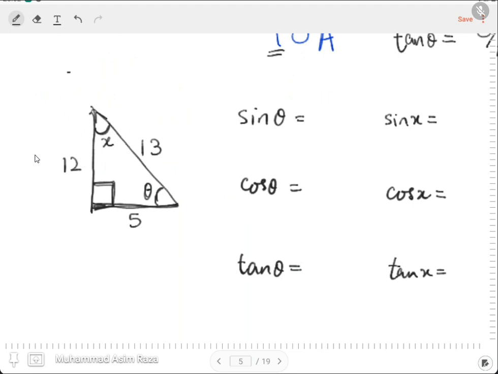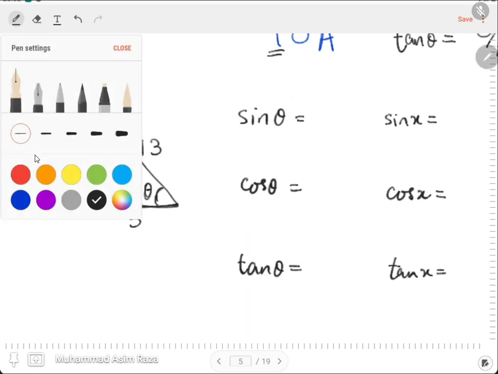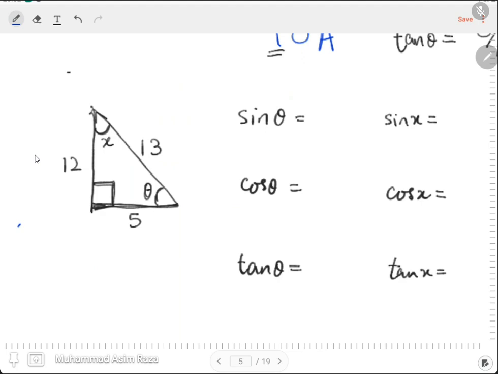Okay, so what is it for sine? For sine, we have SOH, meaning opposite over hypotenuse. If I consider theta, the length opposite to theta is 12. So we'll say it is 12 over the hypotenuse, which is 13.